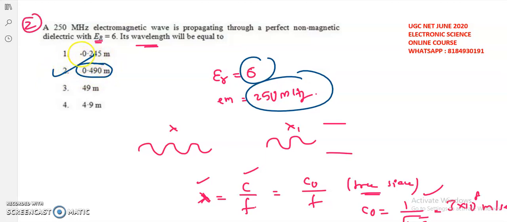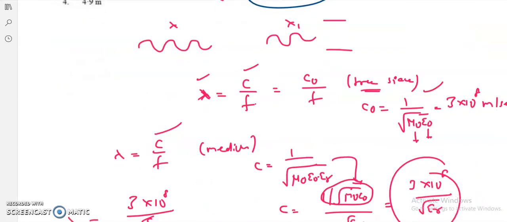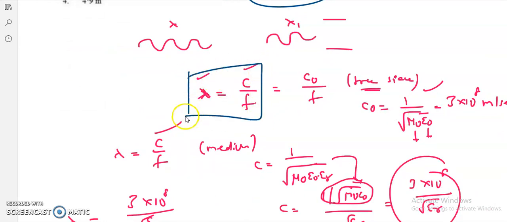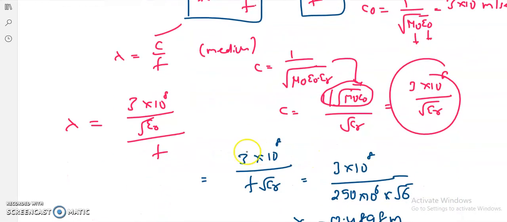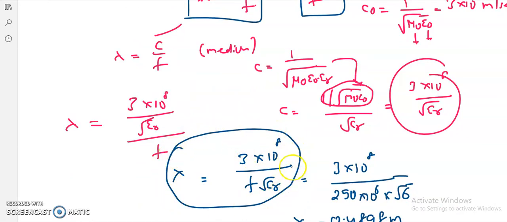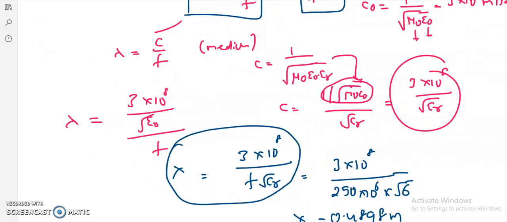Here there are no huge formulas; the only concept you have to know is that lambda is equal to c by f is one formula, and in free space the wavelength is c naught by f. If it is flowing through any medium, then the wavelength formula becomes 3 into 10 power 8 divided by f into root of epsilon r. It is a concept you have to know to solve this problem.